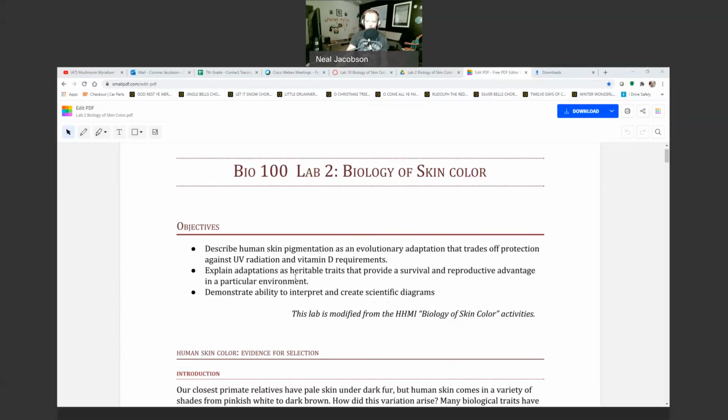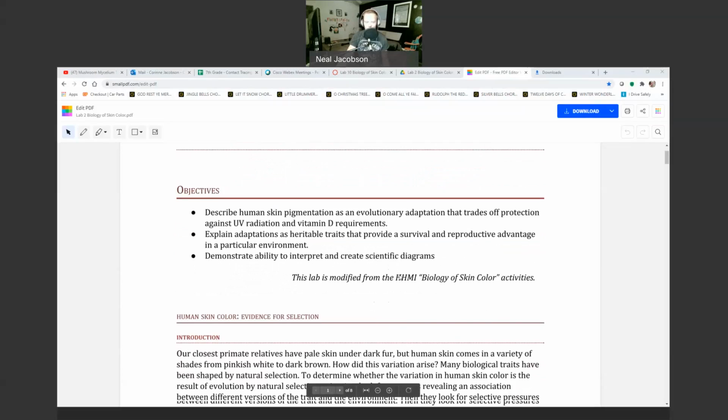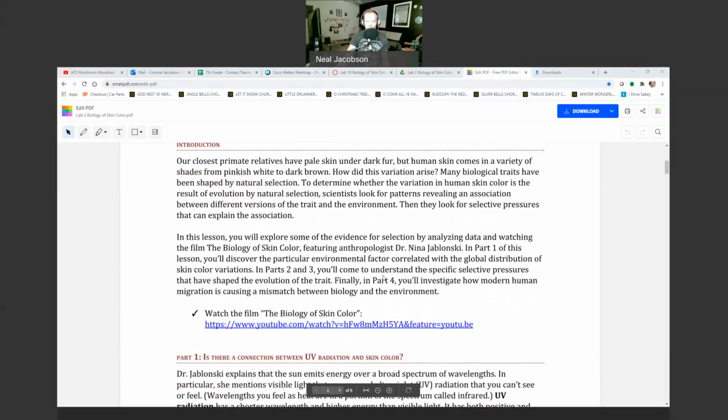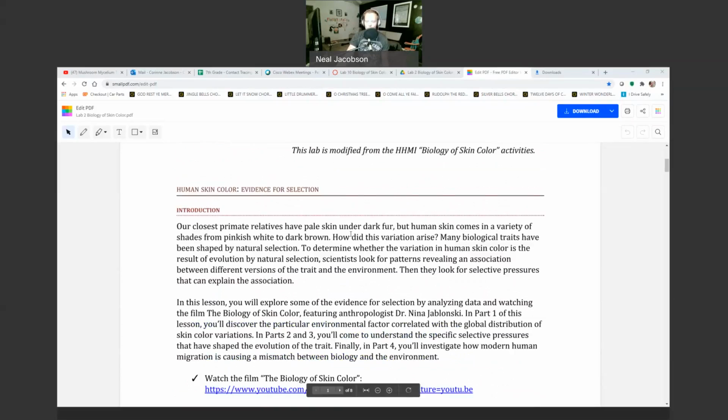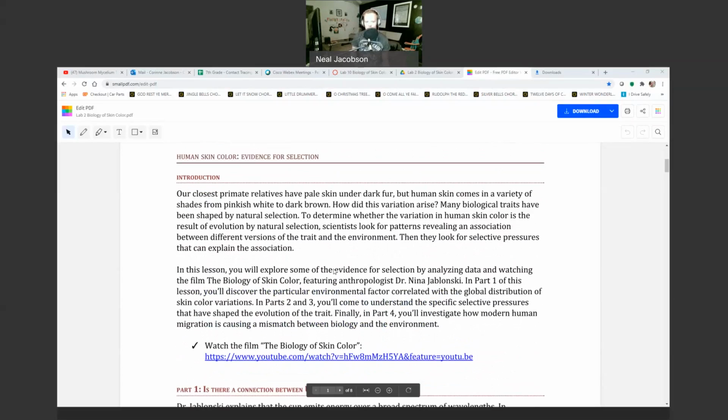We'll talk about some of the hypotheses that surround why certain skin colors evolved, and we will arrive at a conclusion. We'll also create our own scientific diagram. It's pretty simple. Our closest relative primates have pale skin underneath dark fur, but human skin comes in a variety of colors, pinkish white all the way to dark brown. So we ask, how did these variations arise?